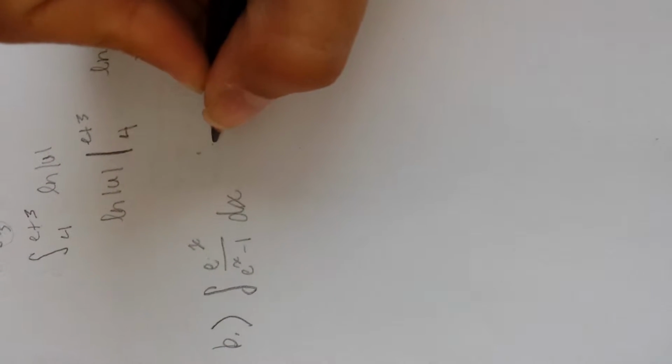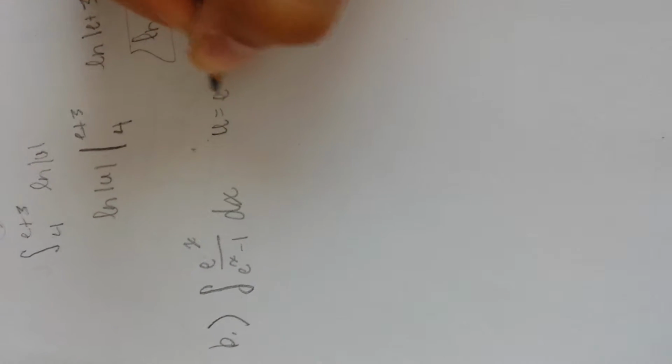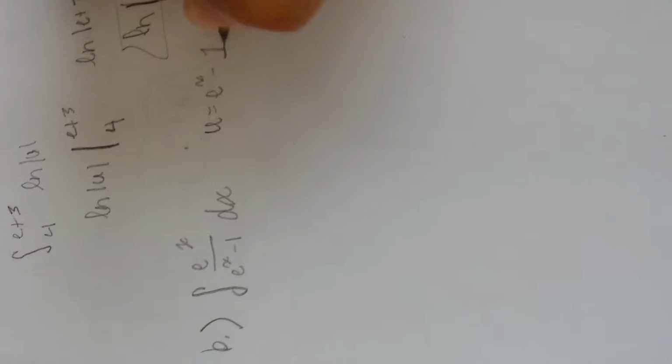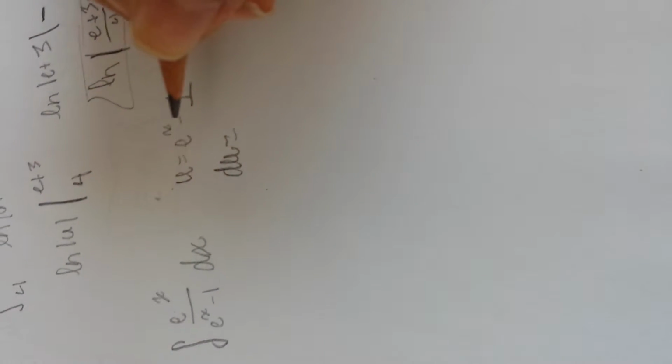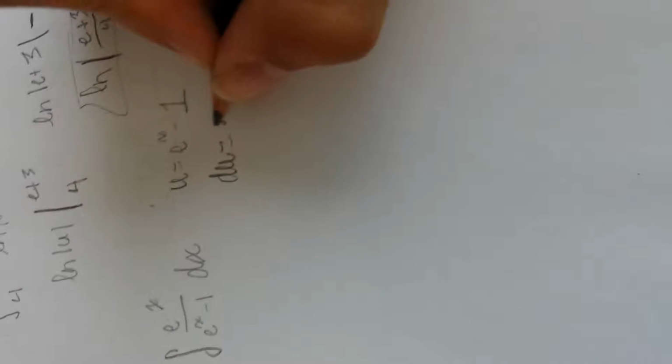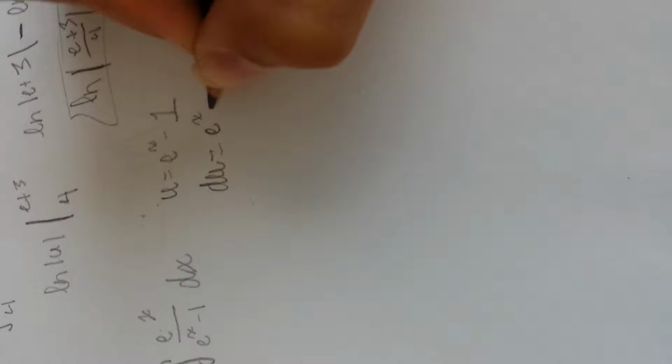Okay, so this is part B of number 1. Again, you have to find the integral of this equation. So I'm going to use substitution again. I'm going to make my u equal to e to the x minus 1, and then take the derivative of that, and then you find that your du is equal to e to the x dx, because it's just e to the x, and then the derivative of x is 1.